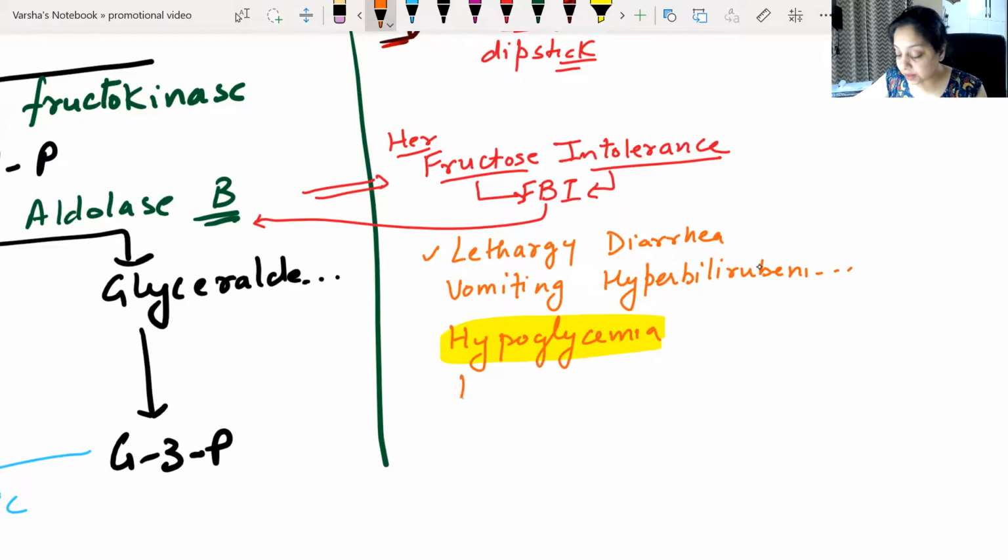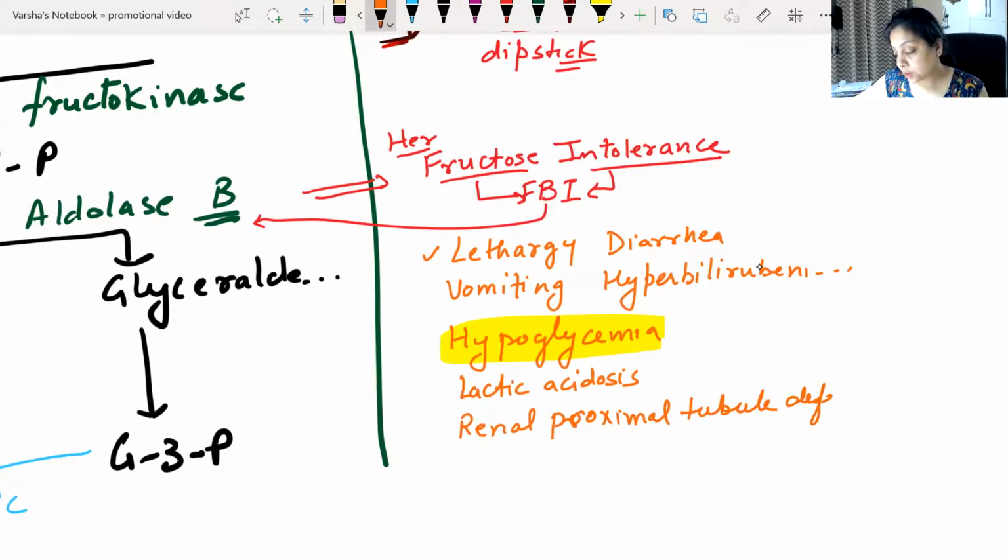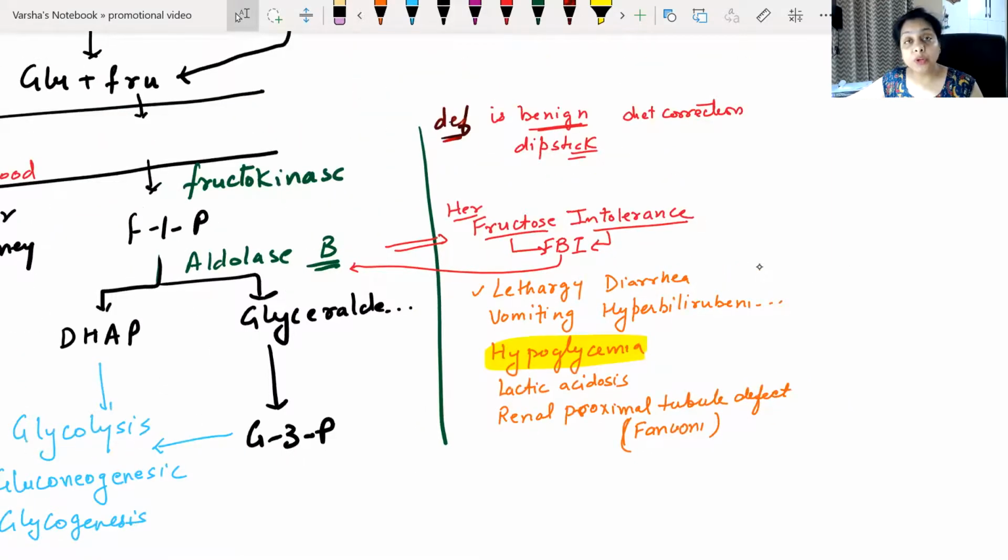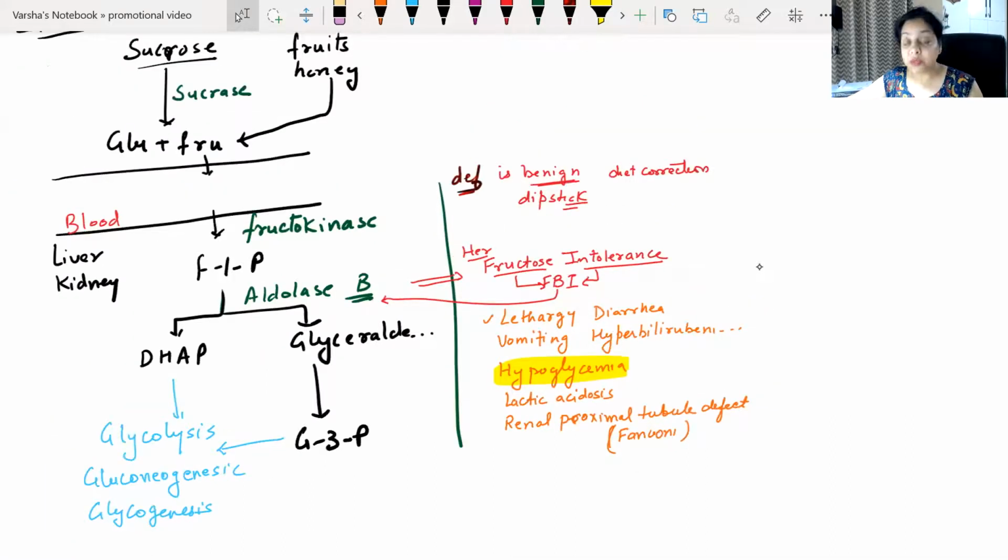What else do we see? Lactic acidosis. There is hypoglycemia, yet there is still lactic acidosis, right? And a renal proximal tubule defect. Actually, I have a piece of paper in front of me so that I don't forget when I am teaching you. Sometimes we keep forgetting a few important points. Okay, so this is the hereditary fructose intolerance you should know about: FBI, aldolase B, and these are the clinical correlates.